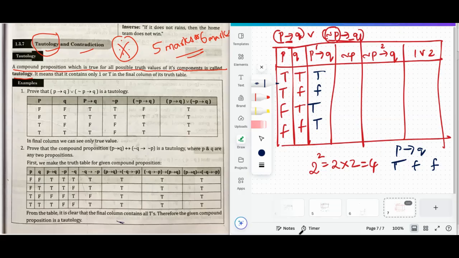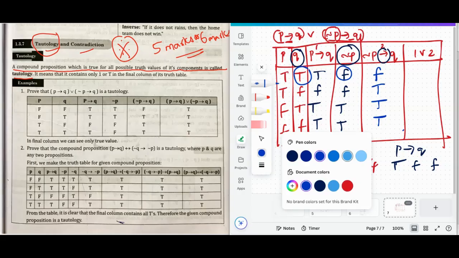Then we have to take negation P. Whatever values of P are there, we will be negating them: it is F, then T and then T. Then negation P implies Q will be the fourth column and second column. We will check the condition for implication. Implication means T and F is F, so we take T and F, it is F. Then we don't have it anywhere else, so it will be true.